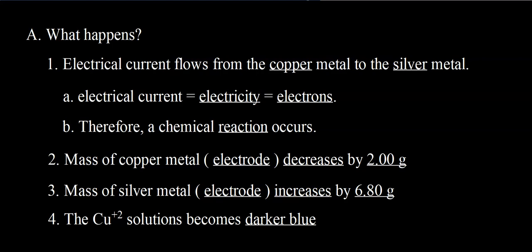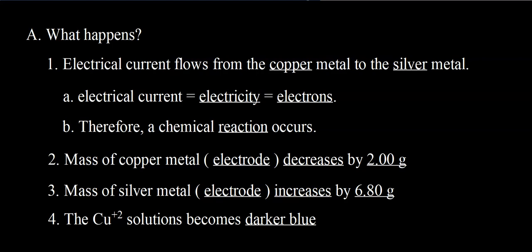The mass of the copper electrode decreases by 2.00 grams. So let's say it started off with a 15-gram piece of copper metal, let the reaction go for a period of time, take it apart, remeasure, and now we see that the mass is 13.00 grams. So it's gone down by 2.00 grams. Another observation is the mass of the silver metal, which happens to be the other electrode, increases by 6.80 grams. Also, the solution that contains the copper 2 ions becomes darker blue.